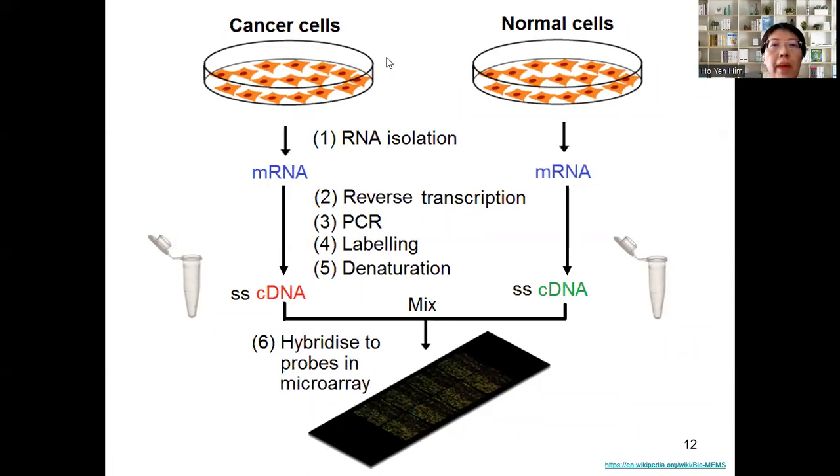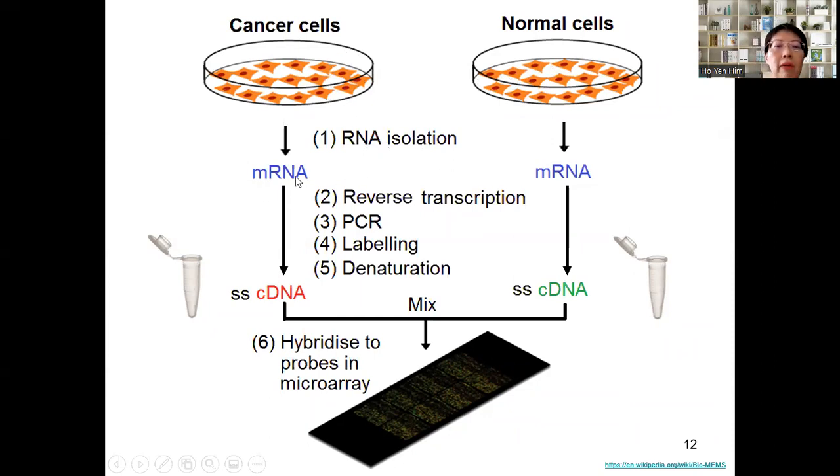So here we're going to compare between cancer cell and a normal cell. What are the genes that are being expressed in cancer cell that is not expressed in normal cell? So number one, we will try to isolate RNA from these two cells, because when a gene is being expressed, the gene will be transcribed into mRNA. So we want to isolate the mRNA.